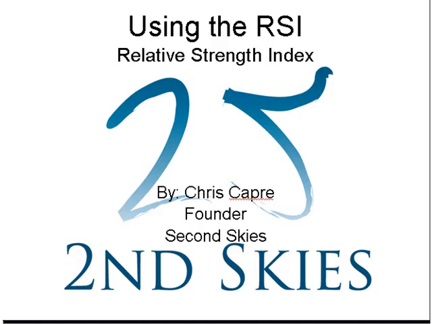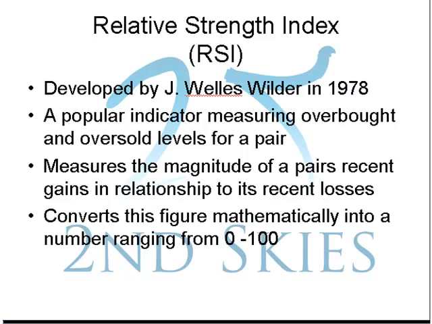Today we're going to be talking about using the RSI or Relative Strength Index to improve our trading. The RSI was developed by J. Wells Wilder in 1978 and it quickly became a popular indicator measuring general overbought or oversold levels for a pair.